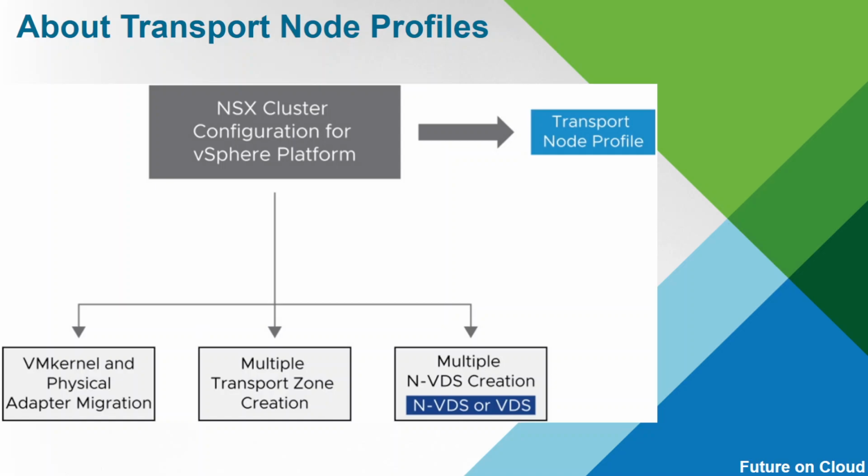Transport node profile. What is a transport node profile? A transport node profile captures the configuration required to create a transport node. Whatever we have configured in the uplink profile, we combine with the transport node profile and apply it. The main advantage of having a transport node profile is that in future, if you want to expand your network and add more hosts, you just need to apply this profile on those particular hosts and you are good to go. You don't need to configure anything from scratch.